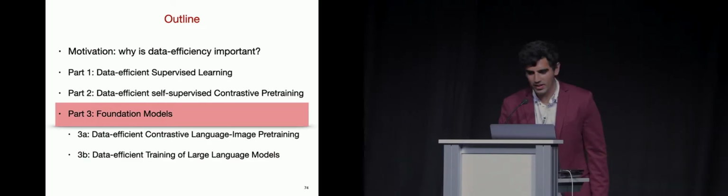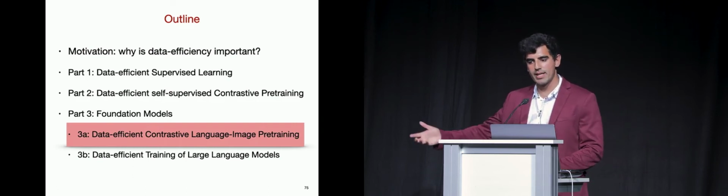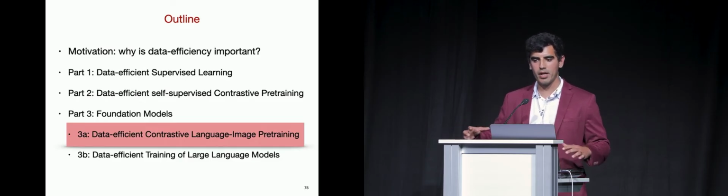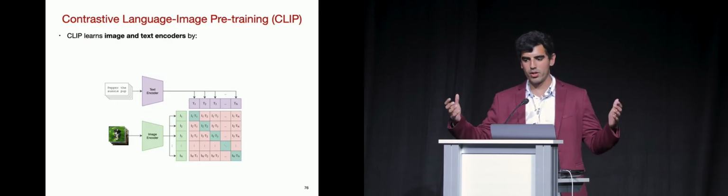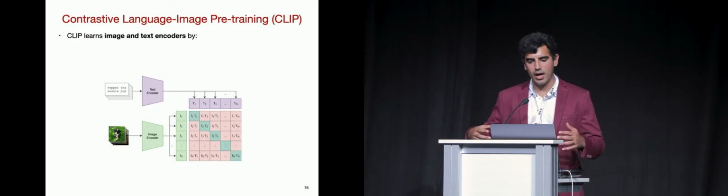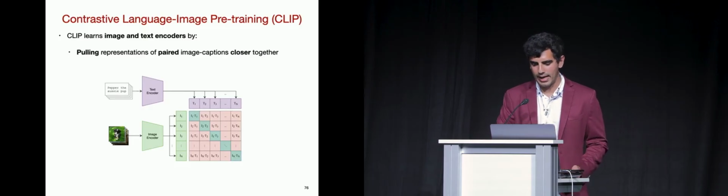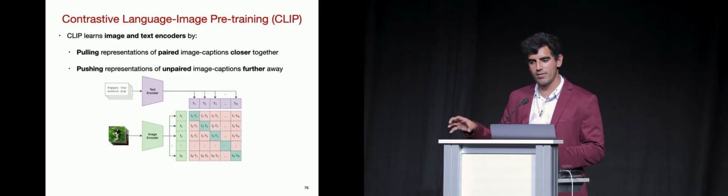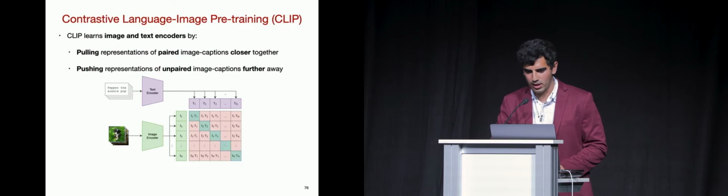Thank you. Okay, so we've now discussed how we can do data efficient supervised learning. We also discussed how we can do data efficient self-supervised learning. But today what we work with are these massive scale foundational models. This part of our talk is going to go into how we can do data efficient training for these foundation models. The first subpart is data efficient contrastive language image pre-training, or data efficient CLIP. Let's get started with that.